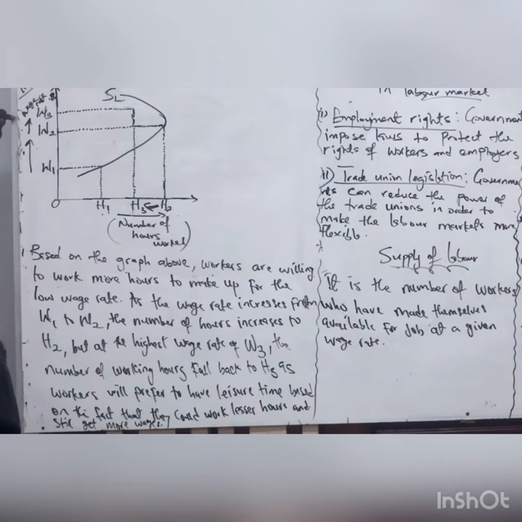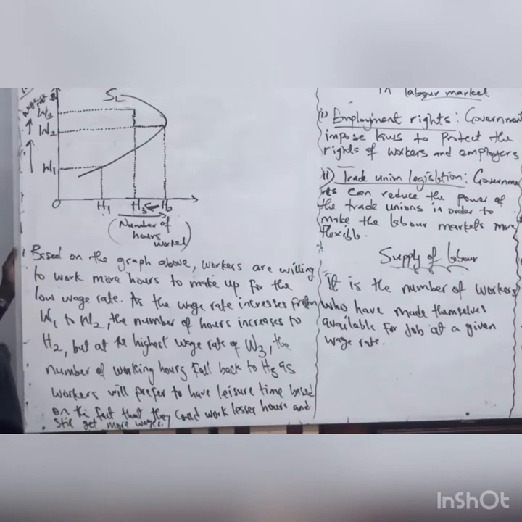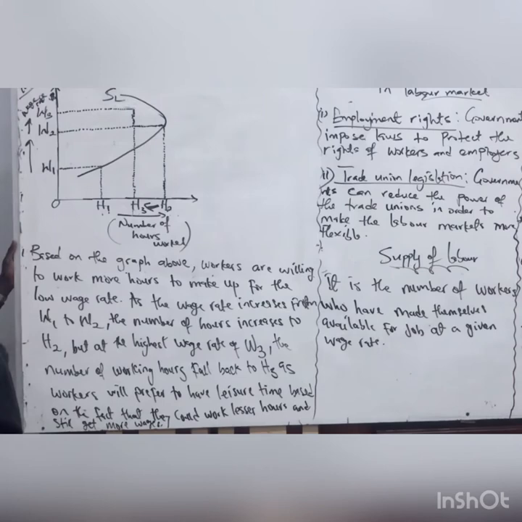This is the number of hours worked. So to meet up H3, what happens? They have to reduce the amount of work they do. And at that point in time, their wage rate has increased from W2 to W3. Do we understand? This is demand and supply of labor. Supply of labor again is what? The number of workers available, making themselves available for a job.